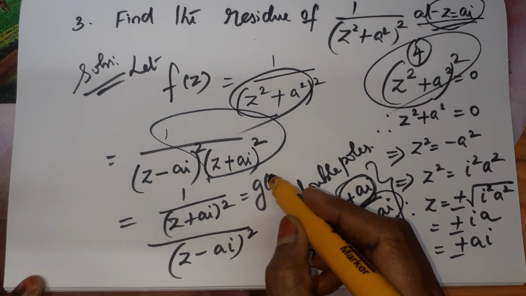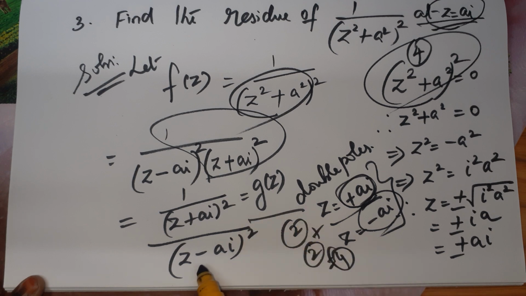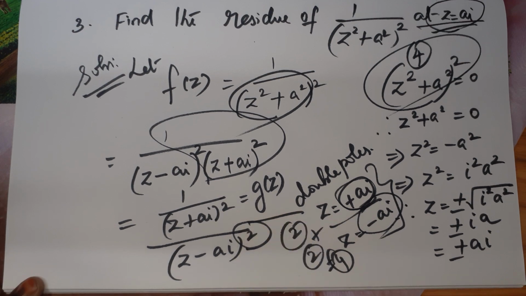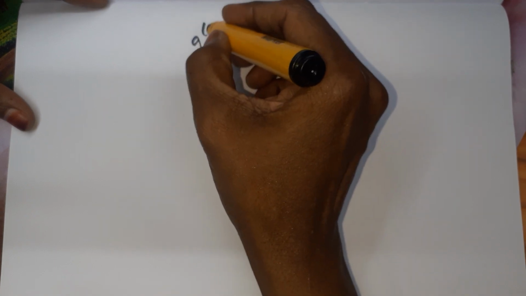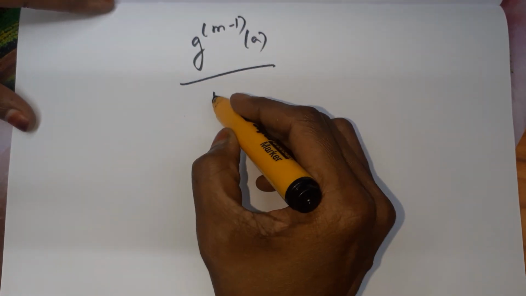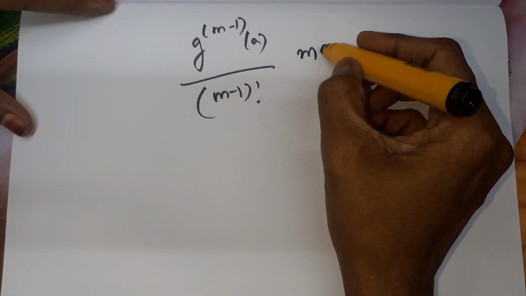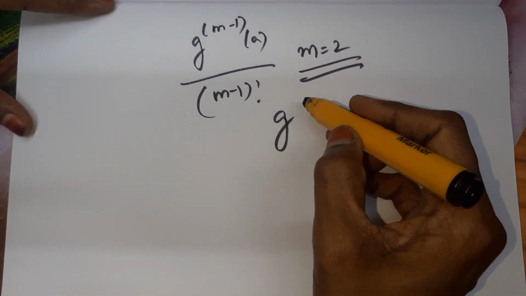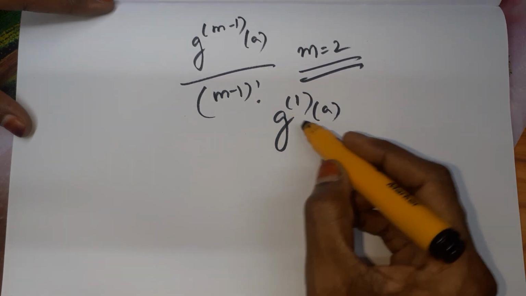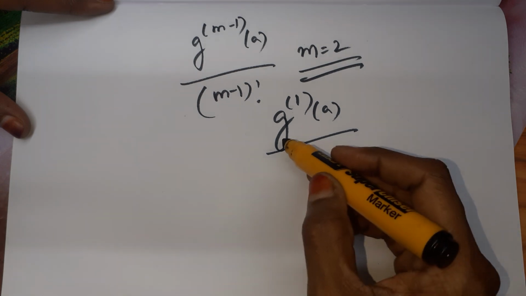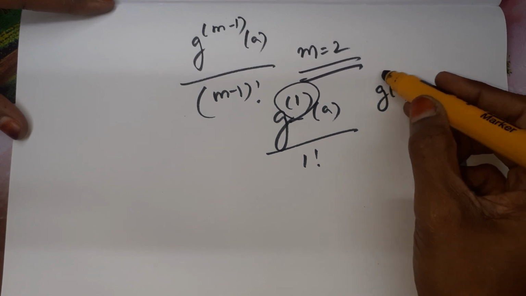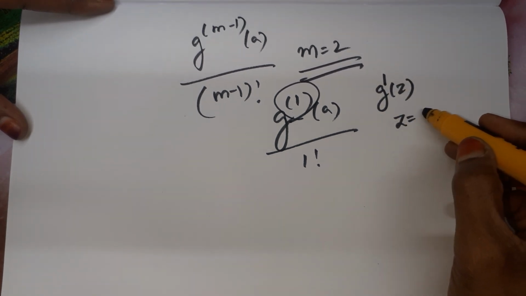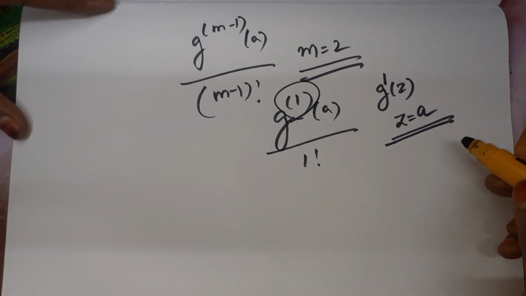So this is now g of z, in g of z by z minus a the whole power m. So it is a double pole. Double pole means m is equal to 2. So what should be the formula here? The formula we had there is g power m minus 1 of a by m minus 1 factorial. Here m is equal to 2, it is a double pole, right? So m minus 1 is g power 1 of a, by 1 factorial. 1 means one time we have to differentiate g of z. We have to differentiate this. Then after that we have to substitute z is equal to a. That is the procedure. Am I clear?